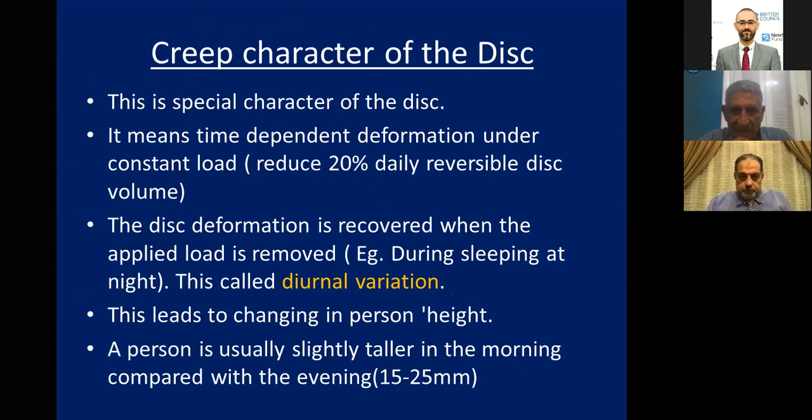What are the creep characteristics of the disc? This is a special characteristic of our disc. It means that the disc undergoes time-dependent deformation under constant load.